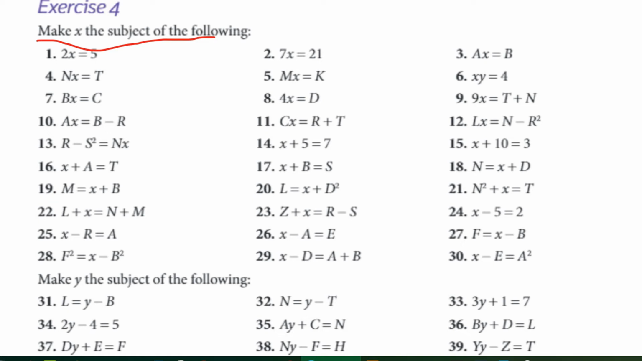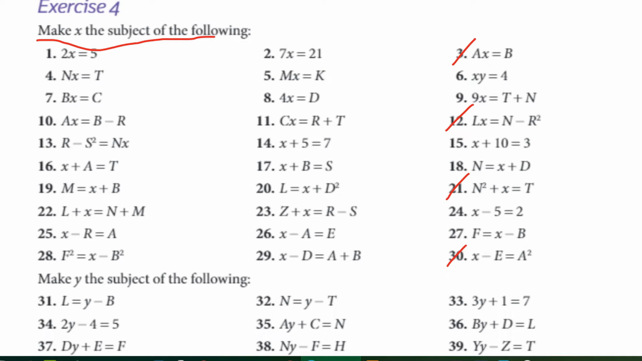Here is the first question: make x as a subject. So let me show you the last question, last column. Okay, I'm going to select some of the questions, say question number 3, question number 12, question number 21, and question number 30. That type of question, how to solve.